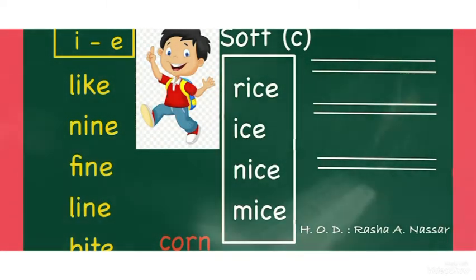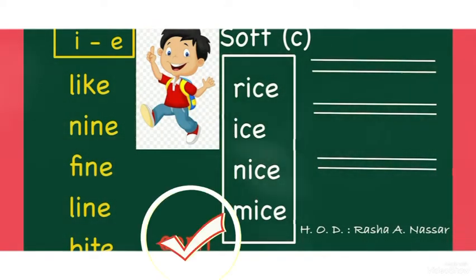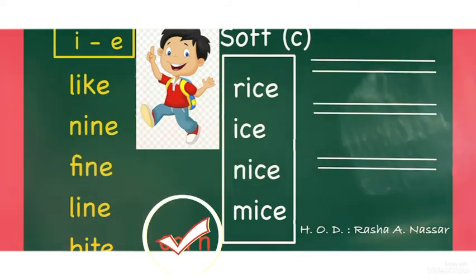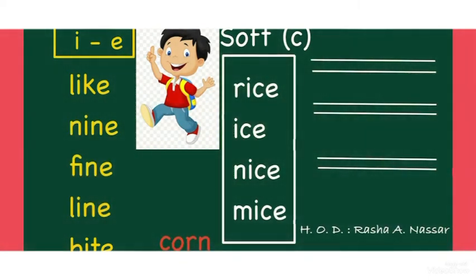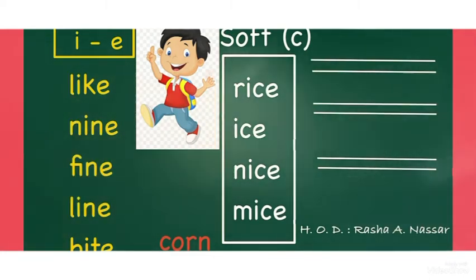Now, let's see something which is very important to read with soft C. I have here the letter I and the letter E. When the letter I is followed by the letter E at the end of each word, we pronounce it I, as in like, nine. Can I say it lick? No. Can I say it nin? No. I pronounce the letter I as I, as in like, nine, fine, line, and bite. Again. Like, nine, fine, line, and bite. Very good.